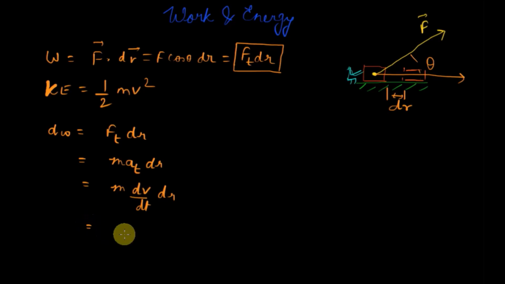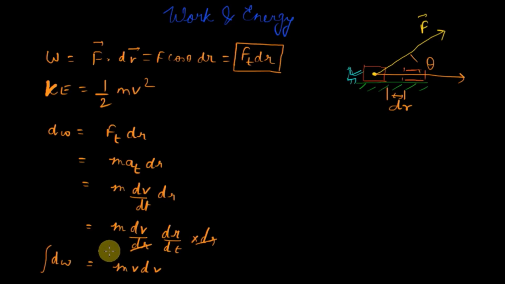I can write this equation further as m dv by dr into dr by dt into dr. This equation is essentially the same. Now this dr by dt is what? It is velocity, rate of change of displacement, and this dr and this dr get cancelled. So this equation essentially becomes m v dv. So this is what? This is dW, right? So if I integrate this, then I will get total work done on the object.